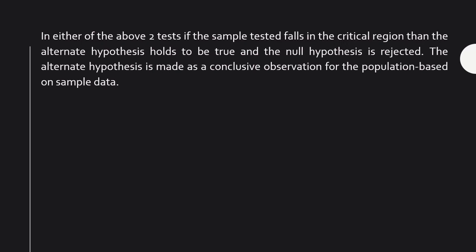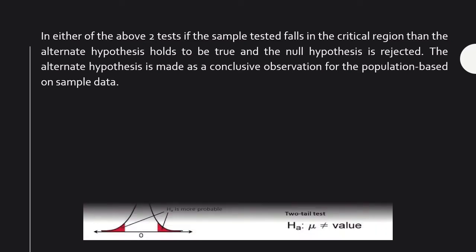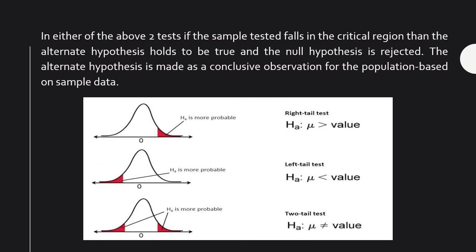In either of the above two tests, if the sample test falls in the critical region, then the alternate hypothesis holds true and our null hypothesis will be rejected. The alternate hypothesis is made as a conclusive observation for the population based on the sample data that we have collected. Now let's see an example graph where we are seeing a right tail test.